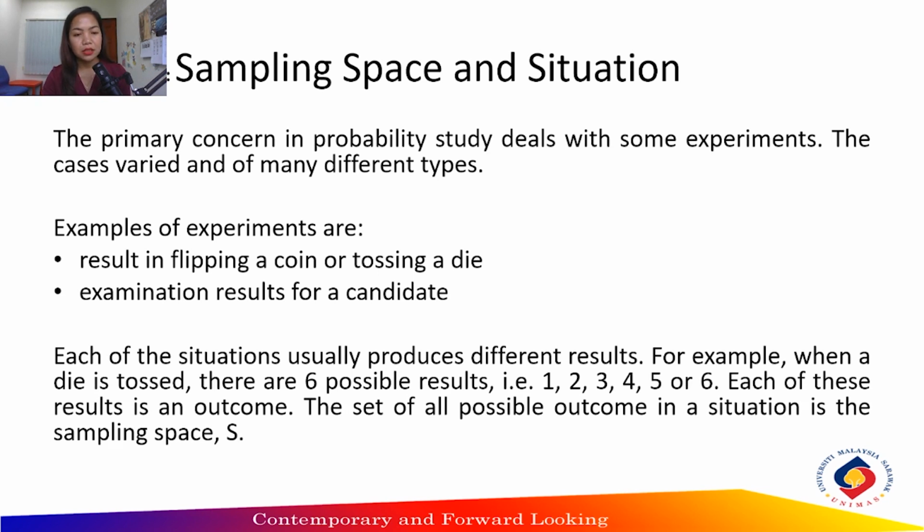So each of the situations usually produce different results. For example, when we toss a die, we can have either 1, 2, 3, 4, 5 or 6. So each of these results is our outcome. And then the set of all possible outcomes that we can have from that experiment is what we call sampling space. And we will use this big S to represent our sample space or our sampling space.